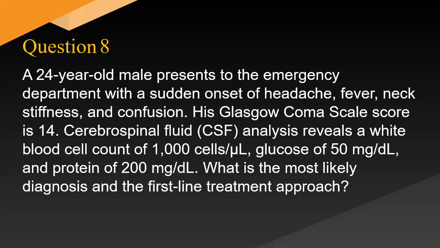A 24-year-old male presents to the emergency department with a sudden onset of headache, fever, neck stiffness, and confusion. His Glasgow Coma Scale score is 14. Cerebrospinal fluid (CSF) analysis reveals a white blood cell count of 1,000 cells, glucose of 5 mg/dL, and protein of 200 mg/dL. What is the most likely diagnosis and the first-line treatment approach?